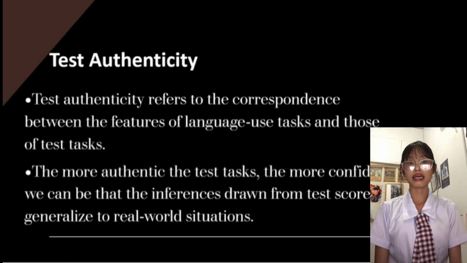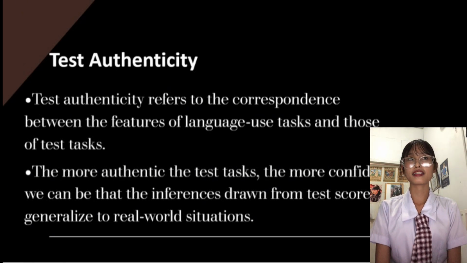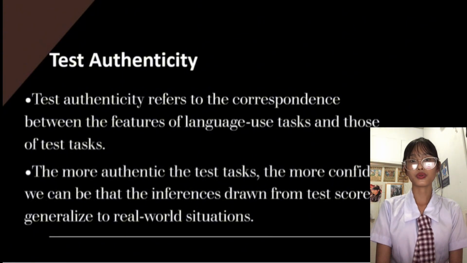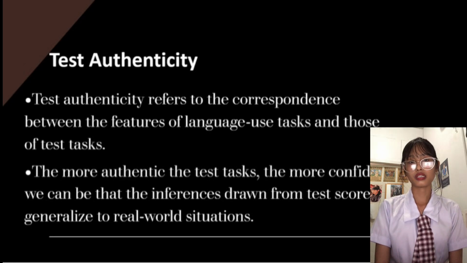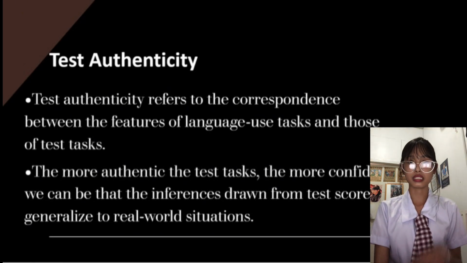So the more authentic the test, the more confident we can be that the inferences drawn from the test scores generalize to real-world situations. This means that the test results are more likely to be a good indicator of how well students can use language in a real-world situation. For example, a test that accurately simulates the real-world experience of writing emails is more likely to provide accurate information about the student's ability to write emails in a real-world setting.